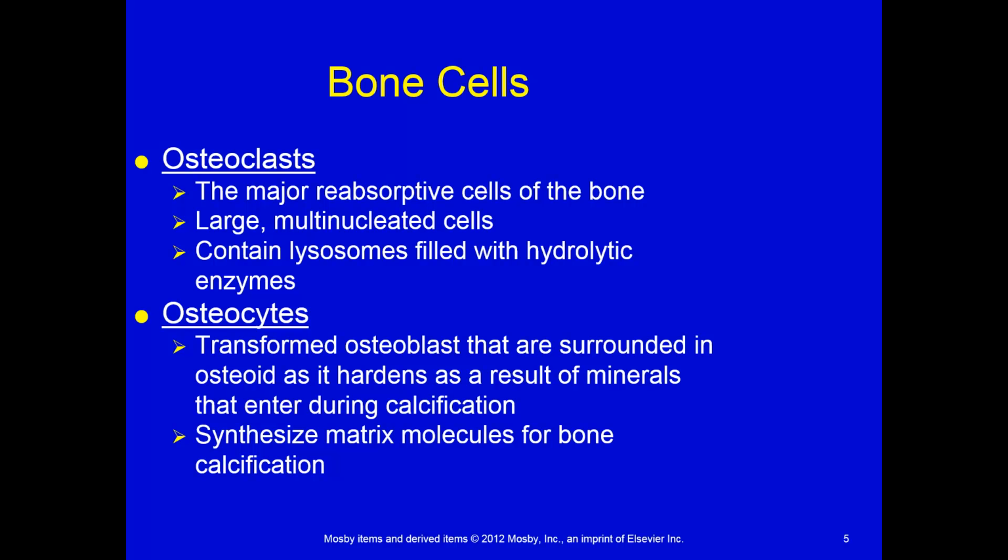These osteocytes, again, synthesize the matrix molecules for bone calcification. So they really get caught in that resin and help harden that bone. That's truly the purpose and role of osteocytes. Again, think of osteoid as a resin, and these osteocytes get trapped in it to create a strong and strengthened bone.